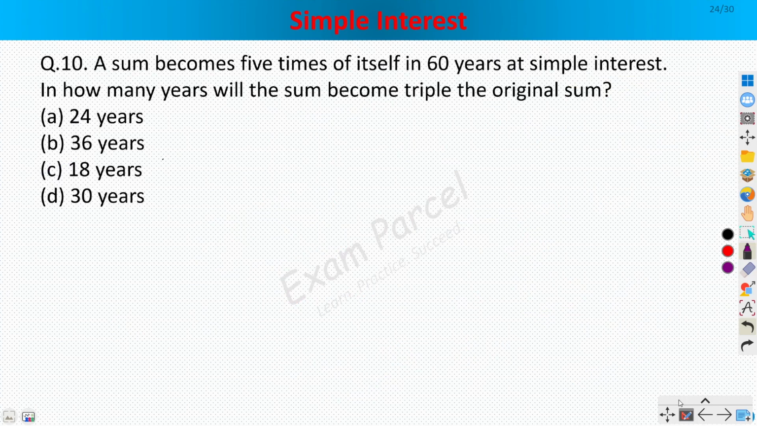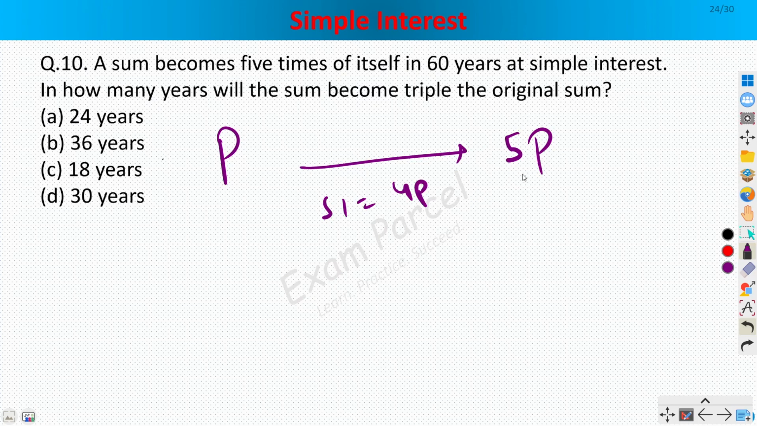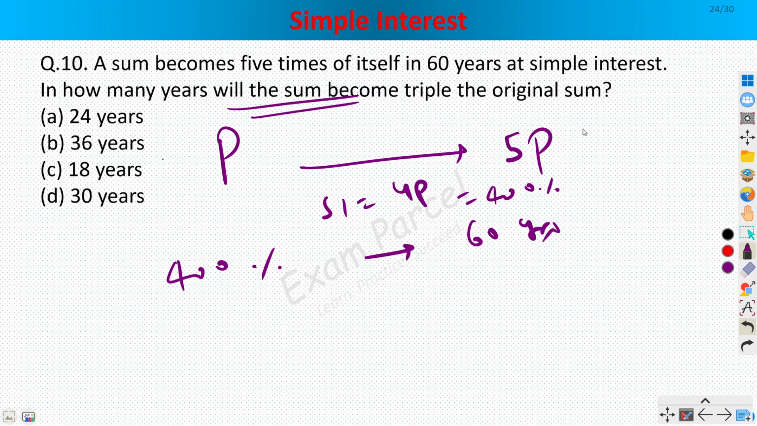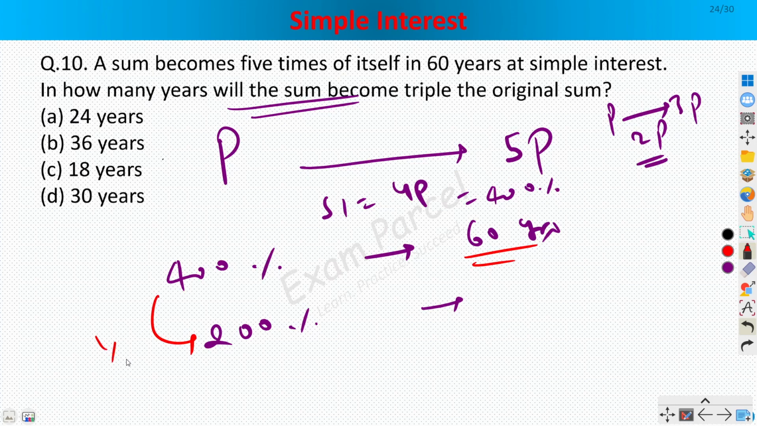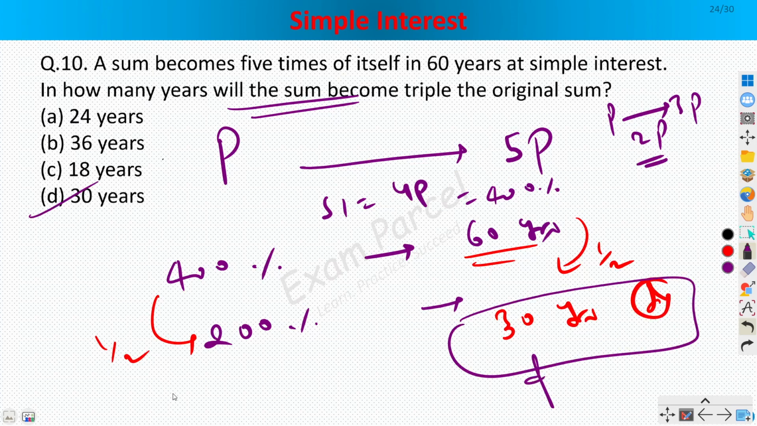A sum becomes 5 times of itself in 60 years at simple interest. In how many years will the sum become triple of the original sum? Again, a similar type of question. A sum is there, it would become 5 times, 5P. So SI is 4P, or can we say 400%. So 400% in 60 years. In how many years will the sum become triple? For triple, SI would be 2P, which means 200%. Now 400% takes 60 years, so for half, 200%, obviously this would also be half. So 30 years. Option D. This was a very easy question.